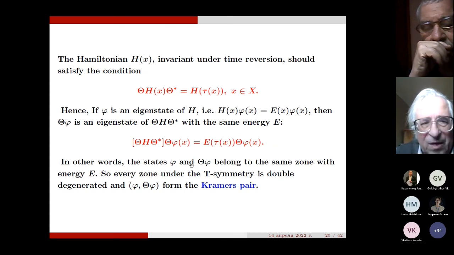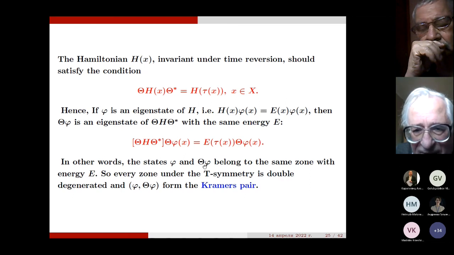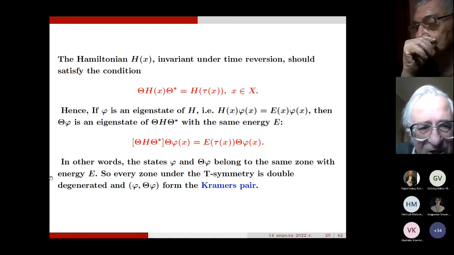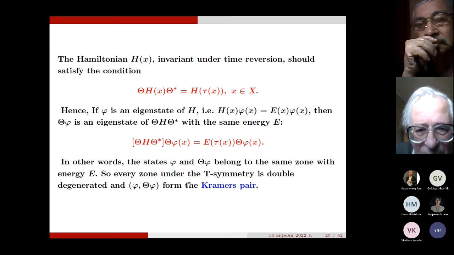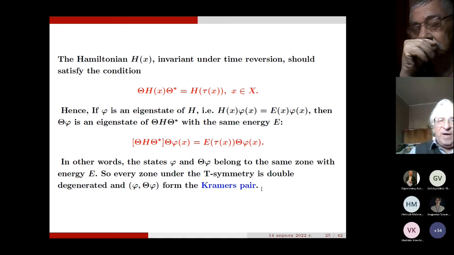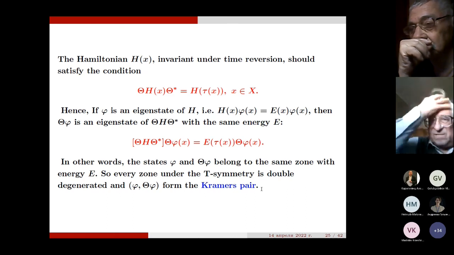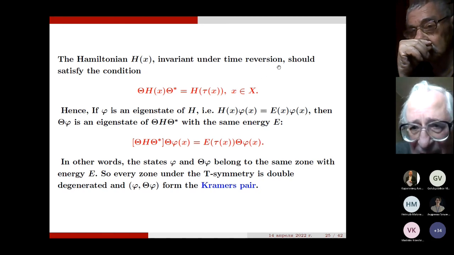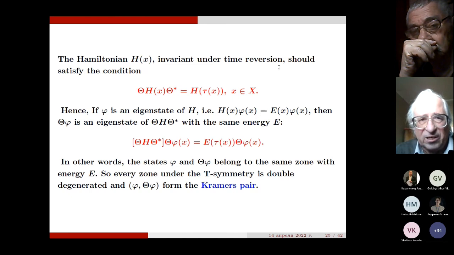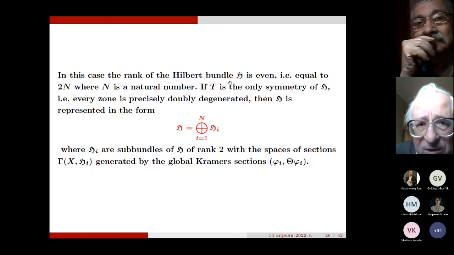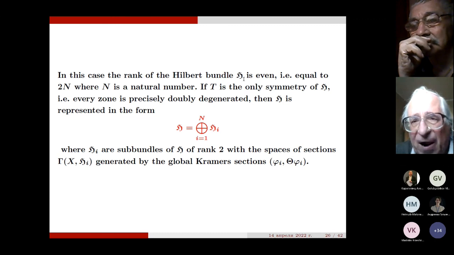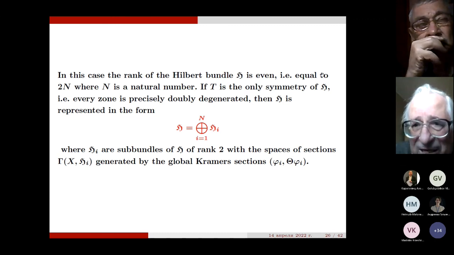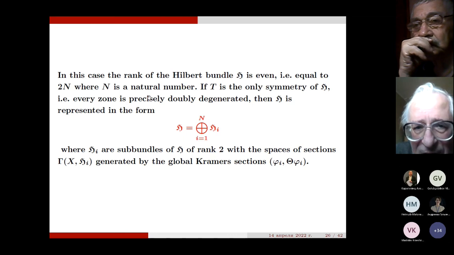It is written here. In other words, the states phi and theta phi belong to the same zone with the energy E. So every zone under the T symmetry is doubly degenerate, and phi and theta phi form the Kramers pair. As I said, this Kramers degeneration is very important, and all Hamiltonians invariant under time reversion have this degeneration. In this case, the rank of our Hilbert bundle, which I assume to be finite, is even, that is, equal to 2n, where n is a natural number.